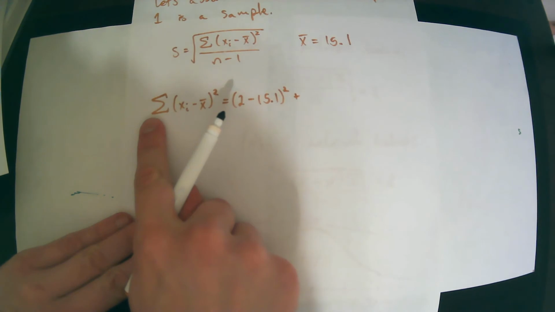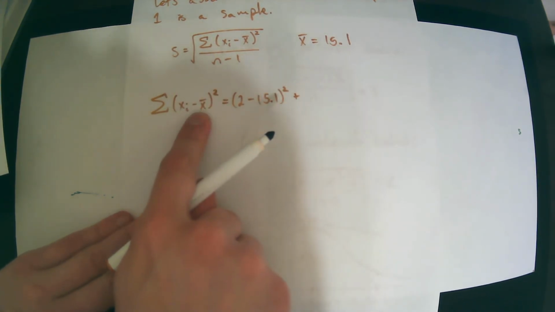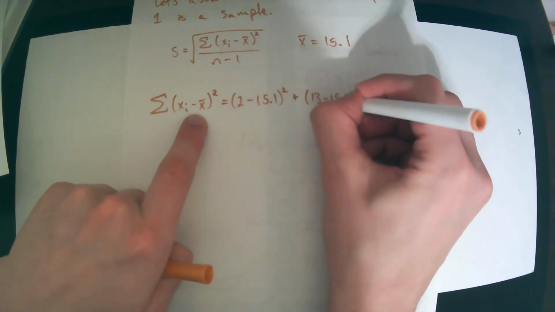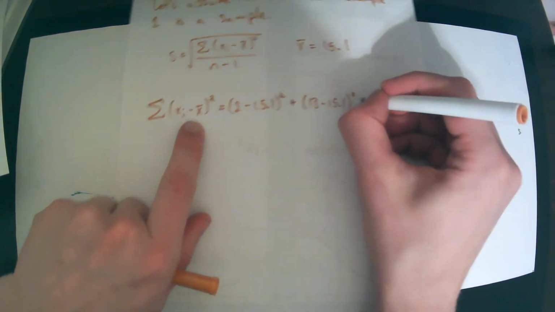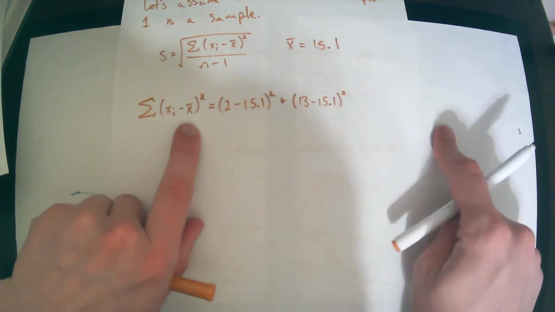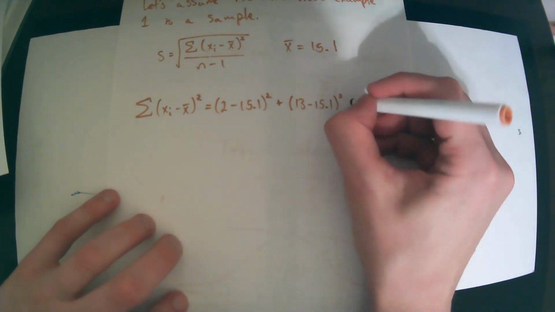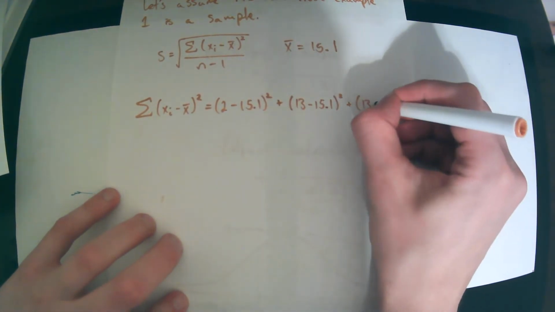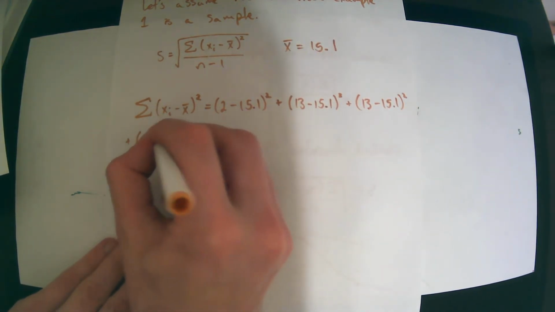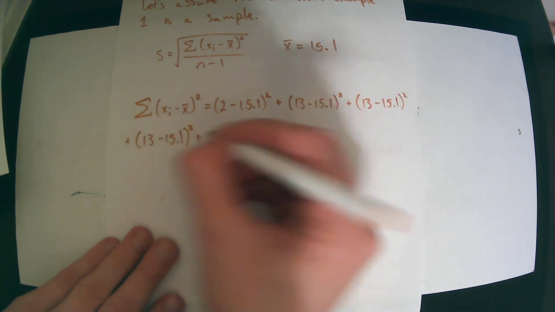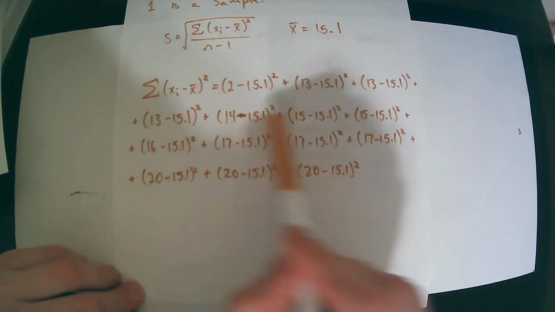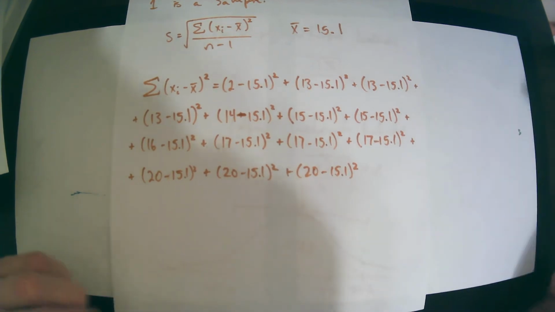Plus, see, this is where the sum is coming in. So I'm taking the sum of all of these. This is the first one, and then the next one would be 13 minus 15.1 squared. Okay, that's the second one, and I need 14 of these. Remember, there are going to be 14 of these terms because there are 14 elements. So the next one is going to be another 13. And at this point, I'm going to pause. Okay, there they are: 1, 2, 3, 4, 5, 6, 7, 8, 9, 10, 11, 14.